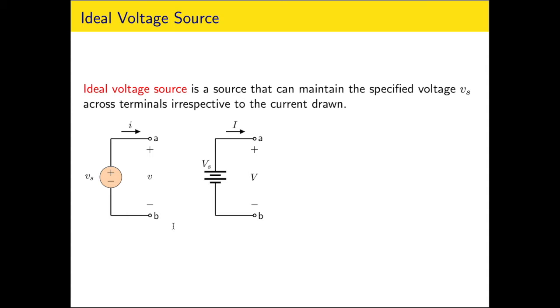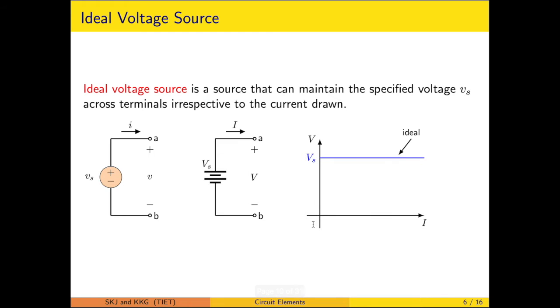Now the ideal voltage source is a source that can maintain the specified voltage across the terminals irrespective of the current supplied by the source or current drawn by the connected load. So if we take I as a variable on the x-axis, then the voltage is on the y-axis, and this particular characteristic has a representation like this. As the current level is increasing, the voltage is maintained constant.